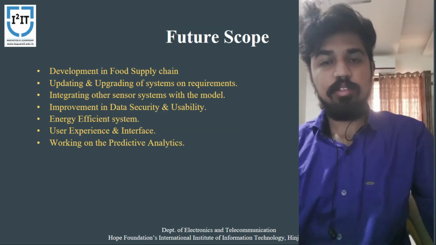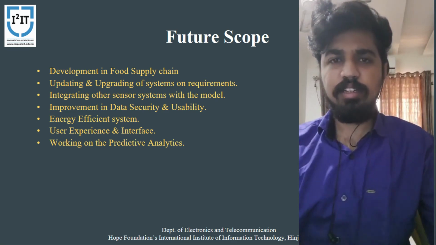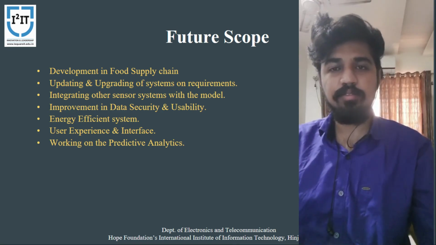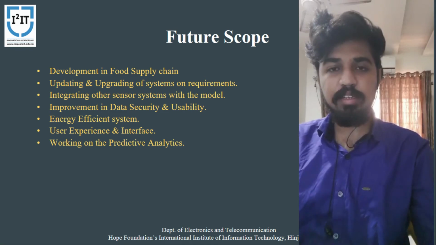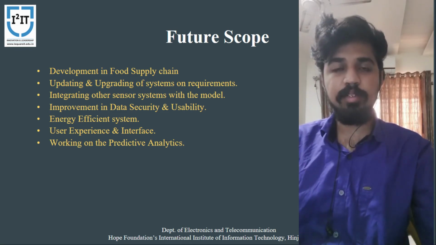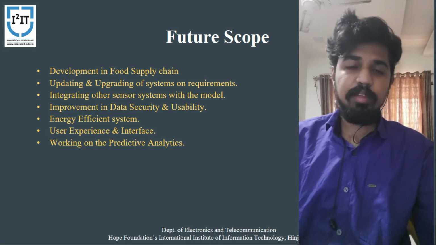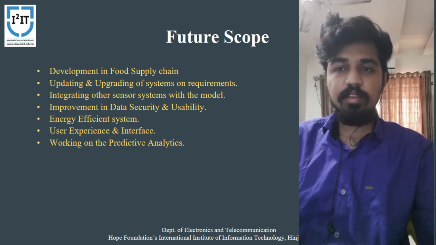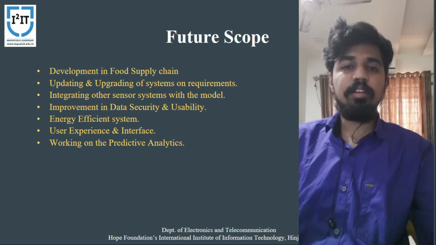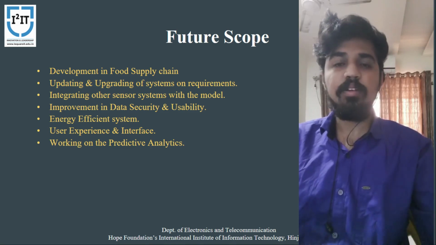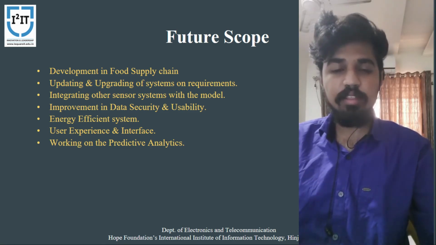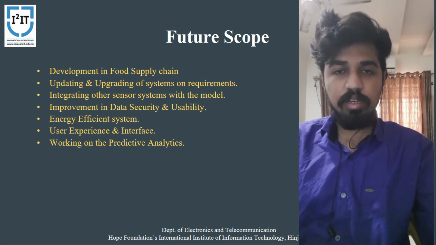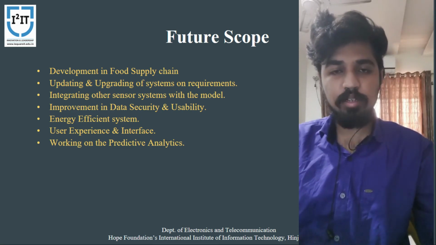Now discussing the future scope of this product on society and the environment: it would be development in the food supply chain, in the logistics of food and many other things. Also updating and upgrading the system as per the requirement of the consumer. Also integrating many other sensors and giving modifications to this product. Also there would be an improvement in the data security and the data usability of the consumer. It would also be energy efficient, and the user experience and usability would be much more improved. Also we would like to work on the predictive analytics of this product in the near future.